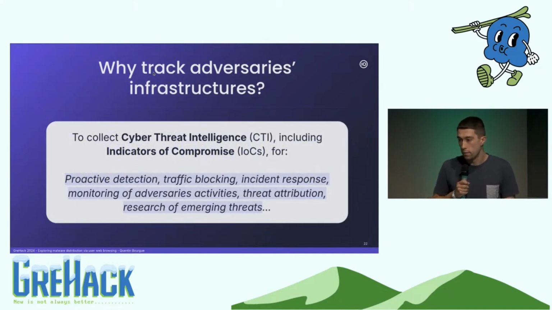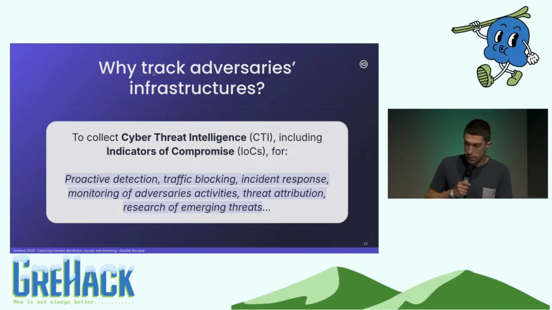Mainly to collect some cyber threat intelligence about the threat actors. And it also includes the collection of indicators of compromise. Indicators of compromise, also named IOCs, are mainly domain names, IP addresses, URLs, file hashes, and more. So our goal is to collect IOCs to do some proactive detection, for incident response, for traffic filtering, traffic blocking, but also to do some research for new or prominent threats.